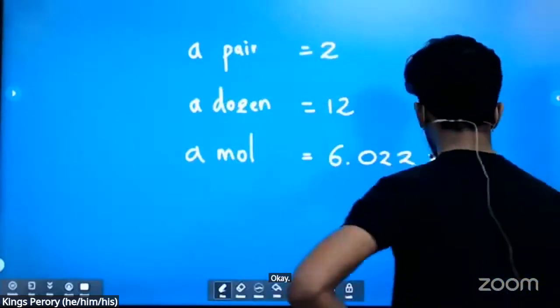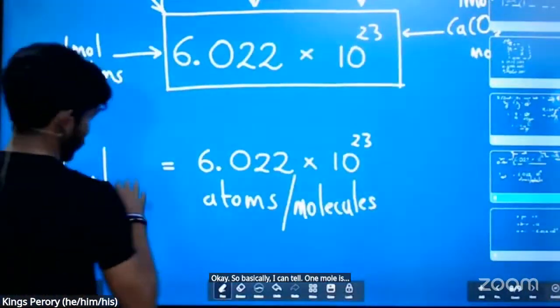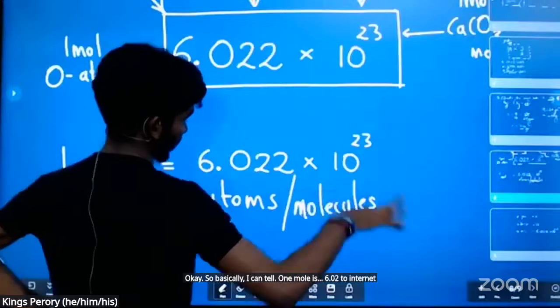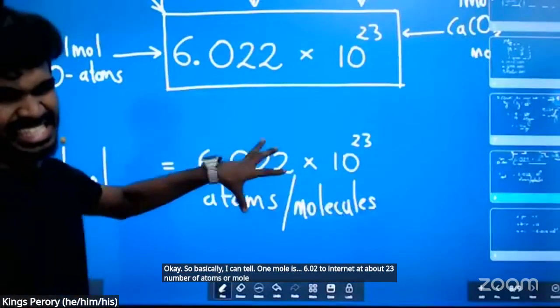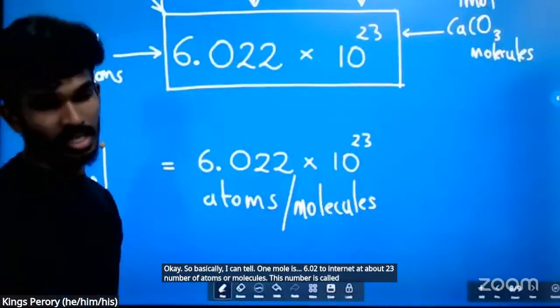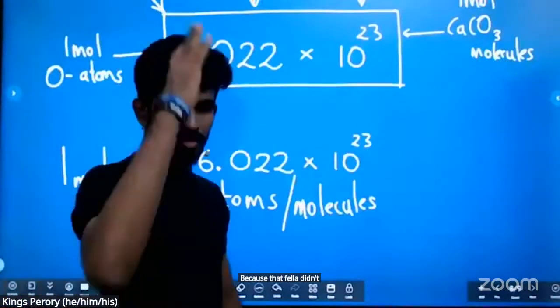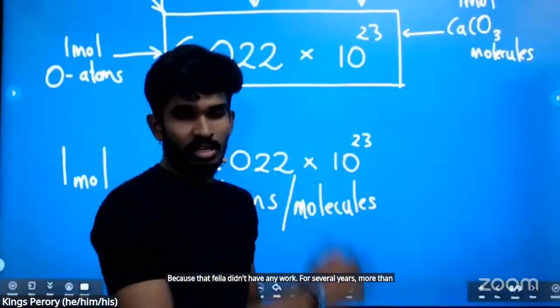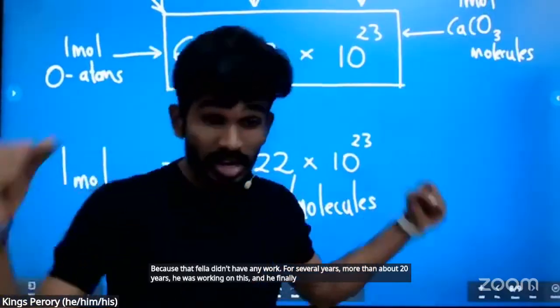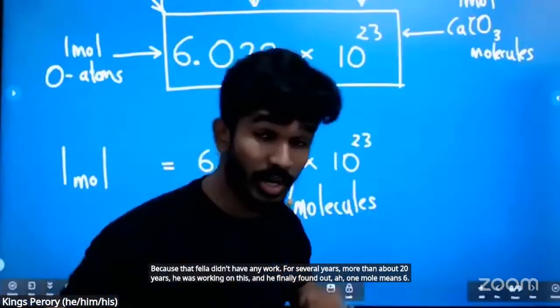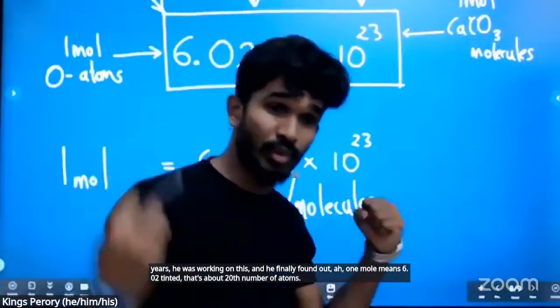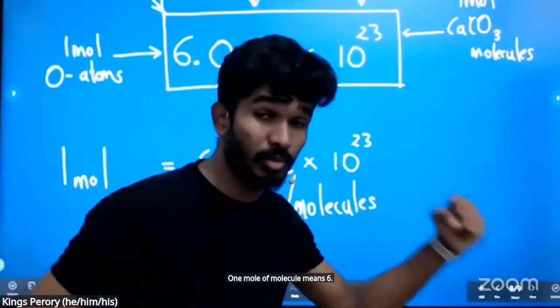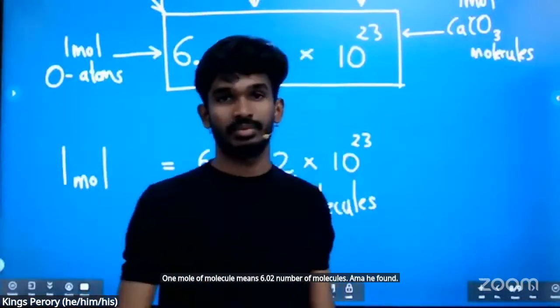So basically I can tell 1 mole is 6.022 into 10 to the power 23 number of atoms or molecules. This number is called the Avogadro constant because that fellow didn't have any work for more than about 20 years. He was working on this and he finally found that 1 mole means 6.022 into 10 to the power 23 number of atoms. 1 mole of molecules means 6.022 into 10 to the power 23 number of molecules.